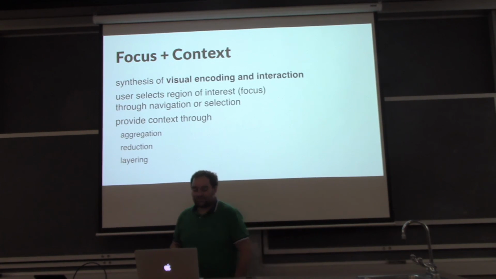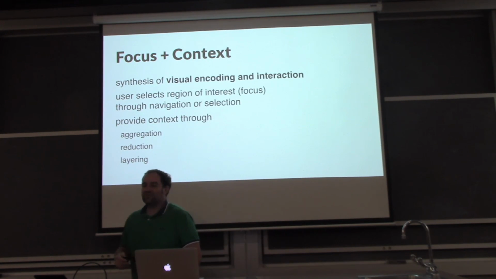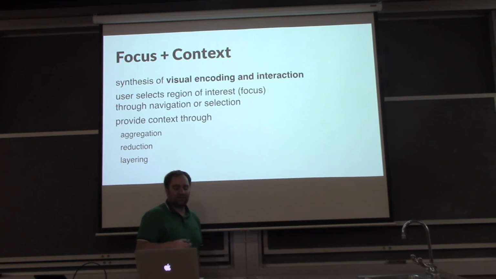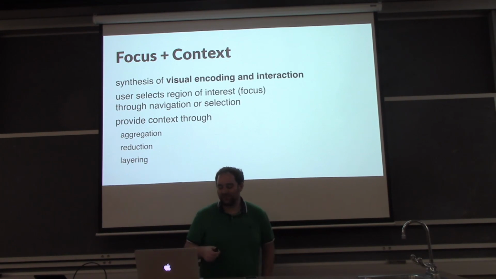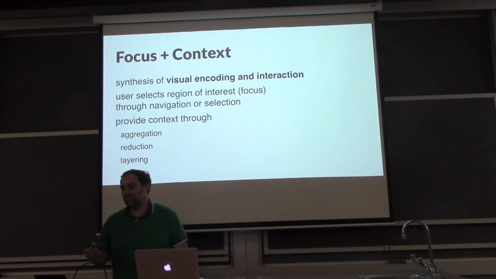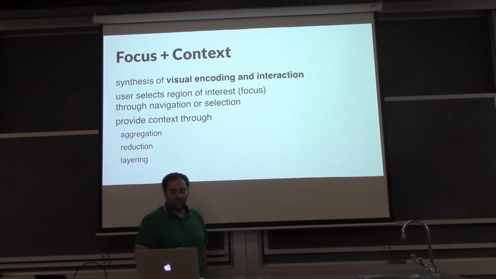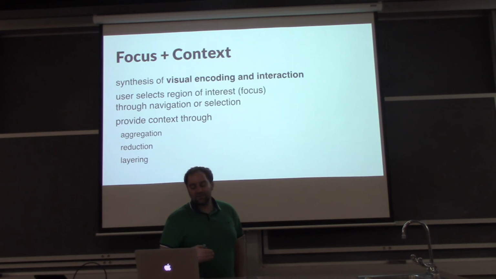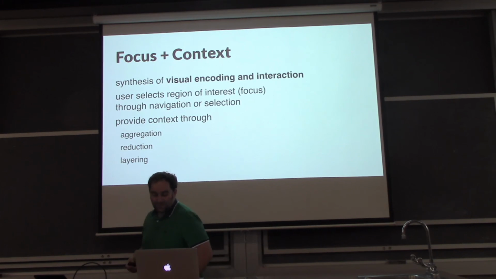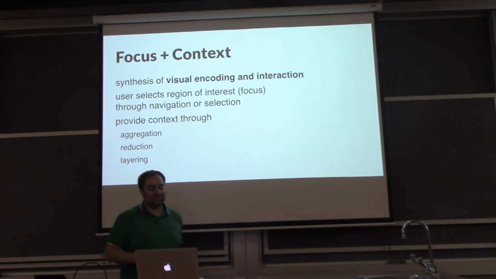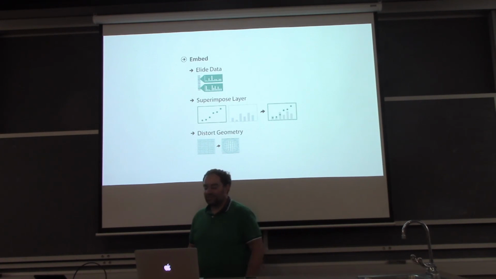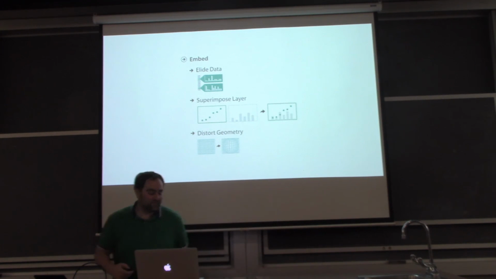Focus in context is a synthesis of visual encoding and interaction. So we visualize stuff once you have clicked on it. So here the interaction is really critical. The user selects a region of interest, which is your focus. That would be the country that you look at in your homework. And then the interface shows us the context for this particular country. And there's a couple of different ways to achieve focus in context. So we can use it through aggregation, through reduction, or through layering. So these are these different things.